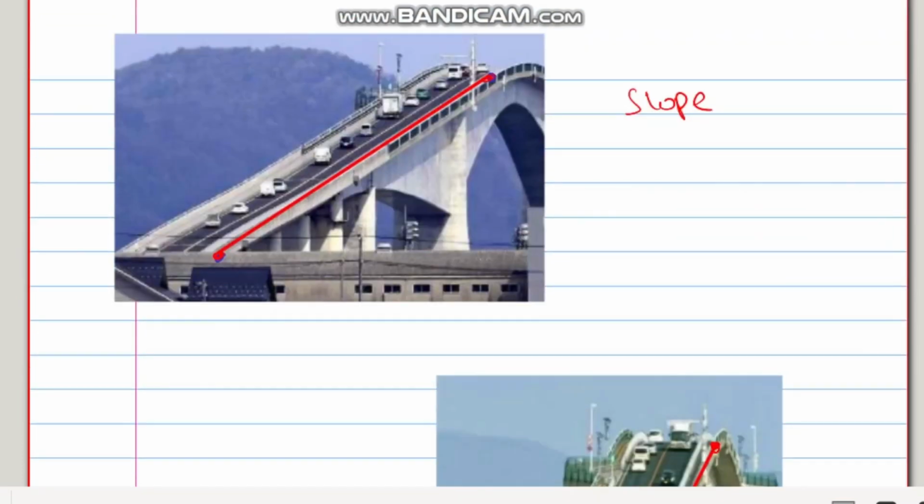So in these pictures, these are the slopes of the roads, and they are very important for our daily life in civil engineering. Okay, dear students, what will be the run and rise in these pictures? This will be the rise, and this will be the run. Run means the horizontal distance, and rise means the vertical distance.